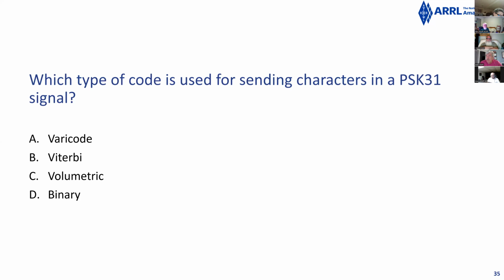What type of code is used for sending characters in a PSK31 signal? Varicode, Viterbi code, volumetric code, or binary code? I think it's A. Yep. I see a couple A's, and the answer is A. Varicode is what it's called.